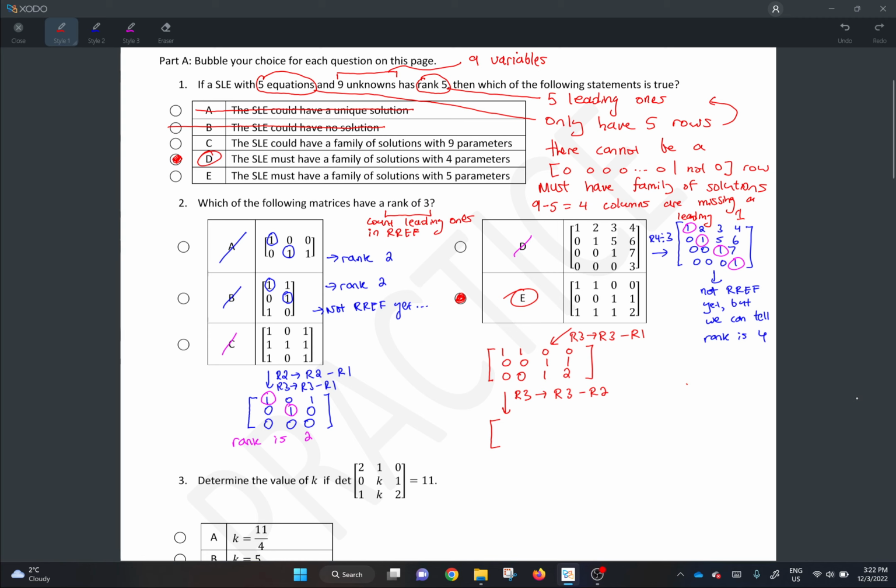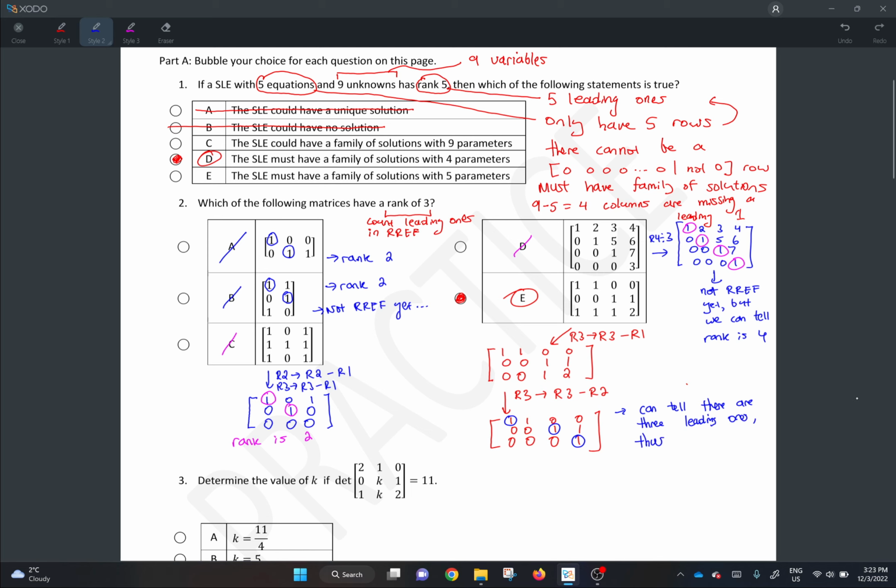So row 1 stays the same. Row 2, 0, 0, 1, 1 stays the same. Row 3 becomes 0 minus 0, 0 minus 0, 1 minus 1, and 2 minus 1. Okay, and then it's not fully row reduced, but it's far enough to tell that there's a leading one, another leading one. There are 3 leading ones.